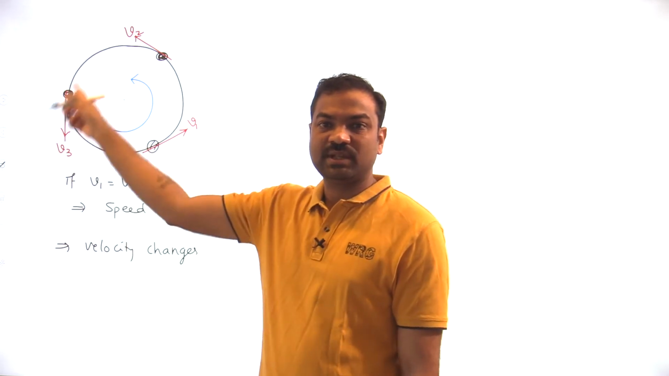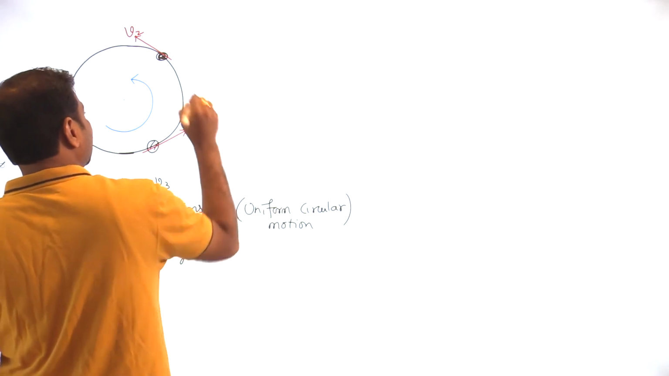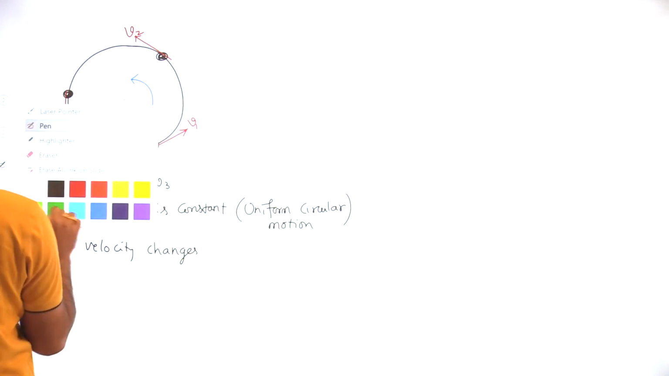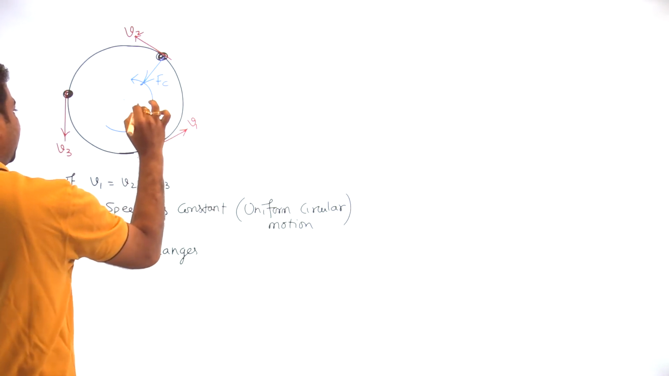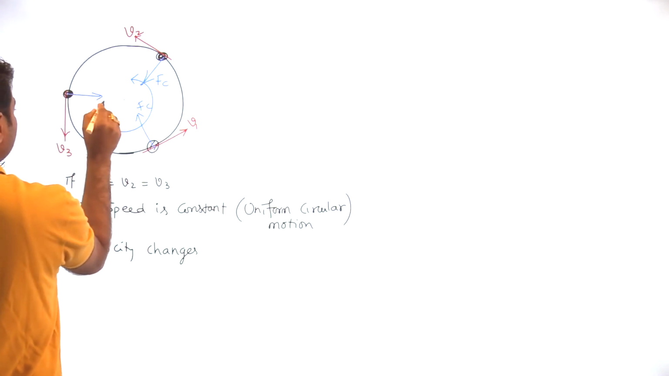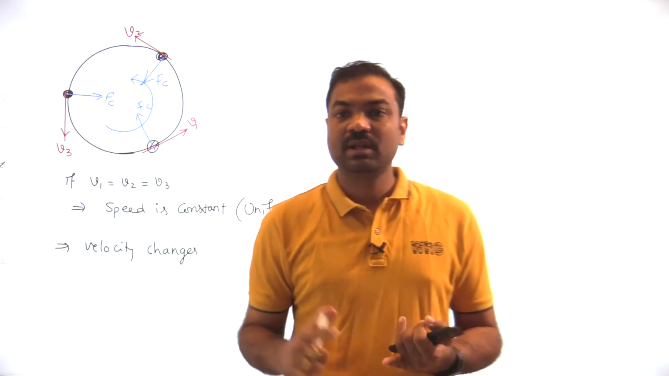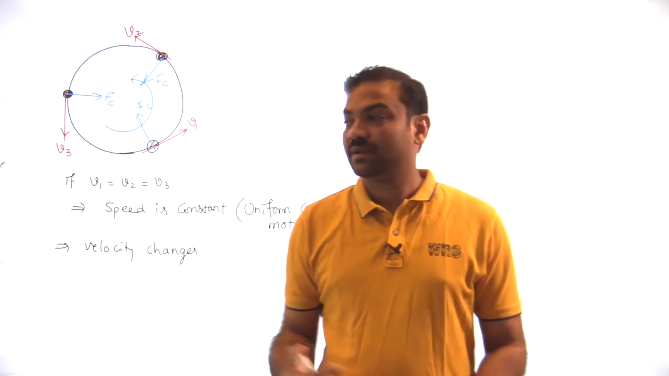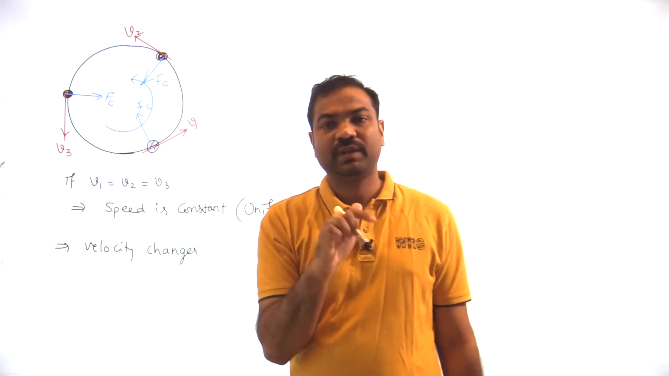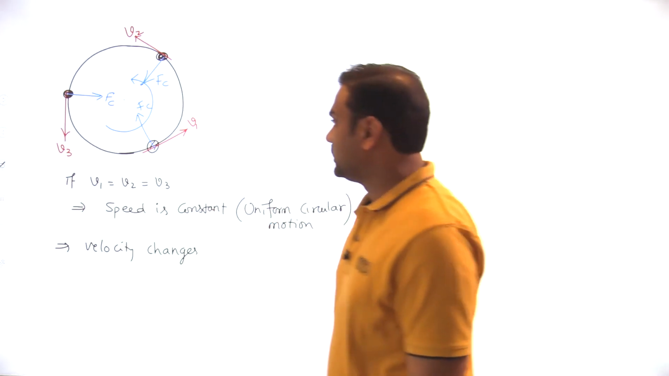Everywhere the speed is the same. It is moving with constant speed. That means no force is acting along the tangent, but there is a force acting towards the center. That is compulsory. Without this force, there is no question of circular motion. Whenever you say a particle is moving in circular motion, there is an acceleration towards the center. There must be a force towards the center. Without centripetal force, you don't find any circular motion. Simple. Got it clear?